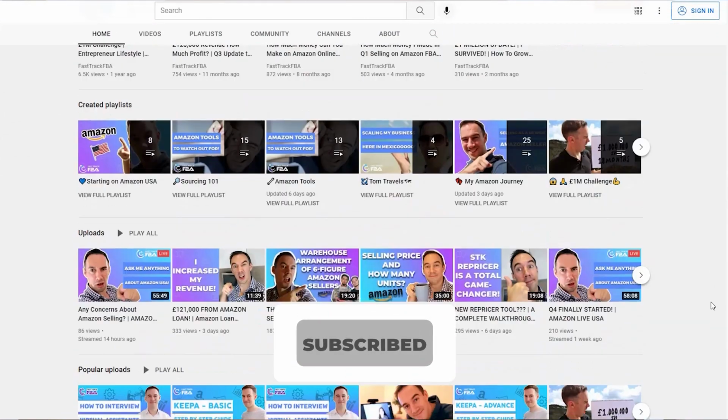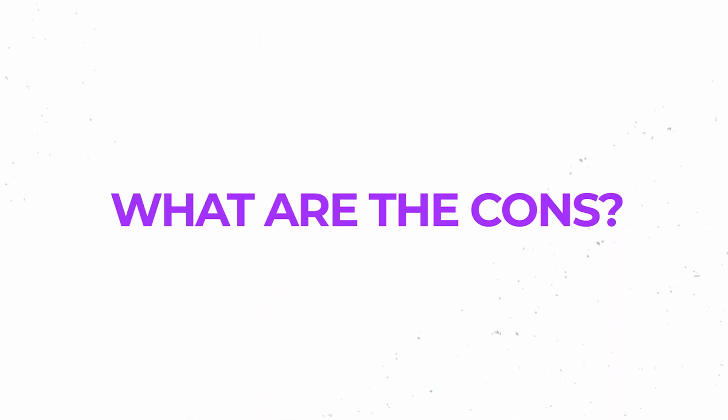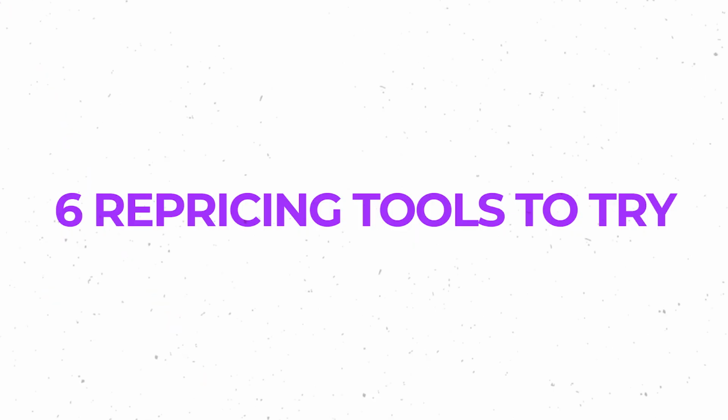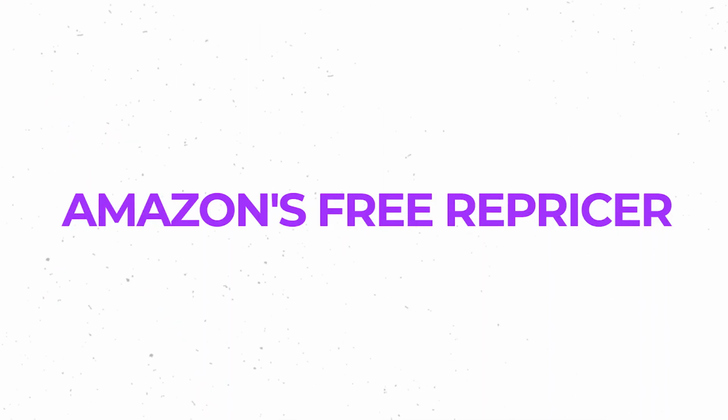Okay, so what am I going to go through in this video? Well, look, for me, I'm going to talk about the pros of doing this approach for number 1. Number 2, I'm going to talk about the cons of doing this approach. Then finally, chapter 3, I'm going to go on to the actual 6 repricing tools that you should try to get that 3 months free worth of repricing. Then I'll go into number 4, which is about Amazon's free repricer, and I'll talk a bit about that.